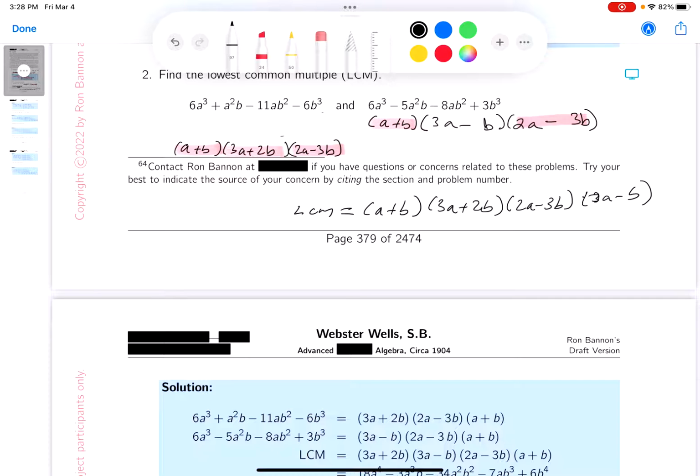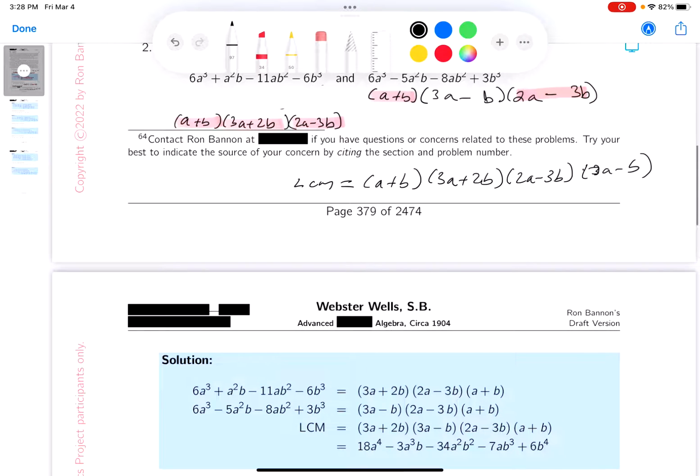All right, let's get our red pen out again, and I want to see if we got that. All right, so did I get the a plus b? This is the LCM, by the way. Yes. Did I get 3a plus 2b? Yes. Did I get 2a minus 3b? Yes. Did I get 3a minus b? Yes, that's the LCM. By the way, the factorizations are also being listed over here for you.